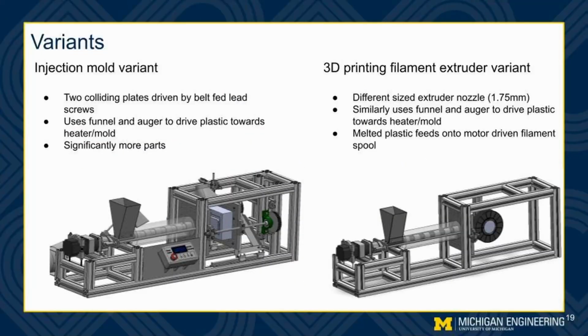Here we have two of our main variants for this injection molder. On the left, we have the main one that we've been talking about this whole time. That uses the two colliding plates to create a mold and feeds plastic into it using an auger. On the right, we have a similar feed system, changing the extruder nozzle for a 3D printing filament size that feeds onto a motor-driven filament spool to recycle plastic into future 3D printing filament.